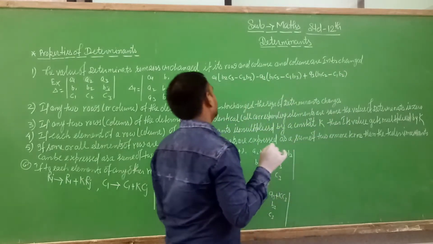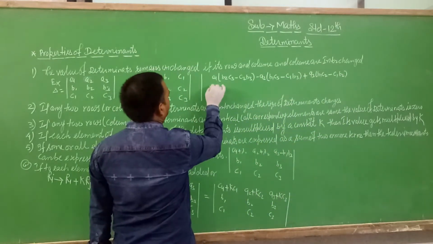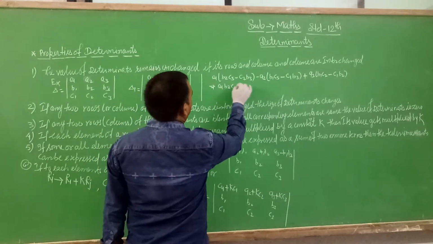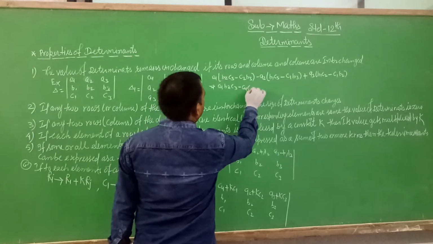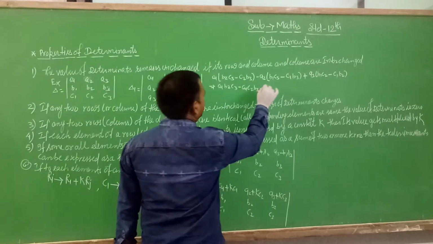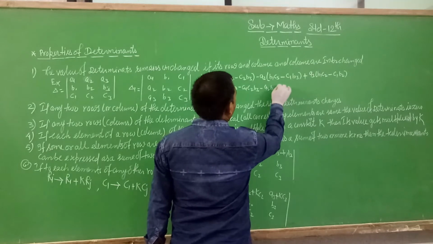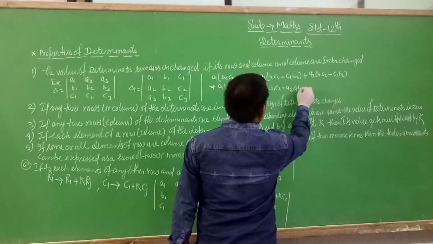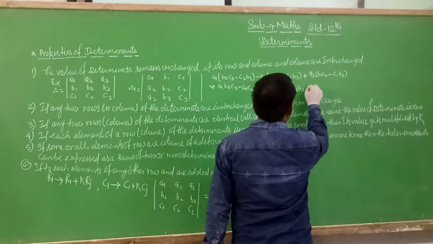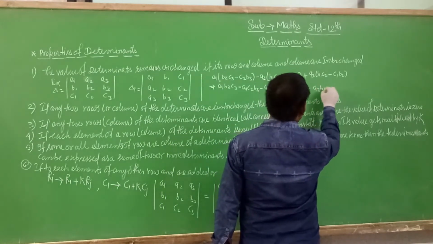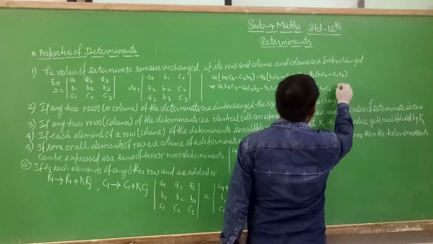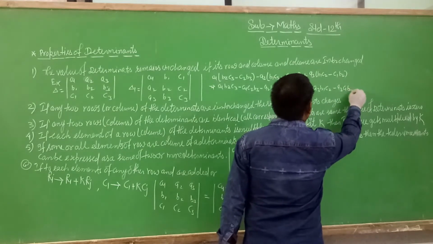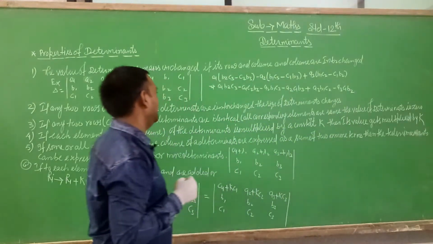You solve the expansion, then this is equal to A1 B2 C3 minus A1 C2 B3 minus A2 B1 C3 plus A2 C1 B3 plus A3 B1 C2 minus A3 C1 B2. So this is the solution of the first determinant.